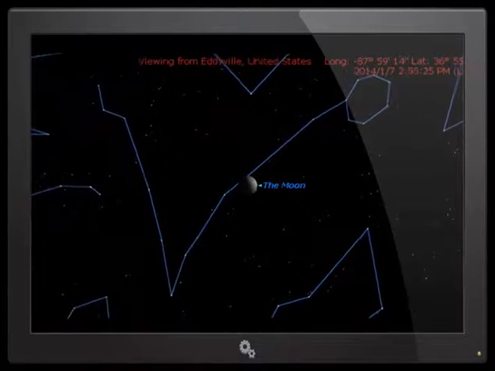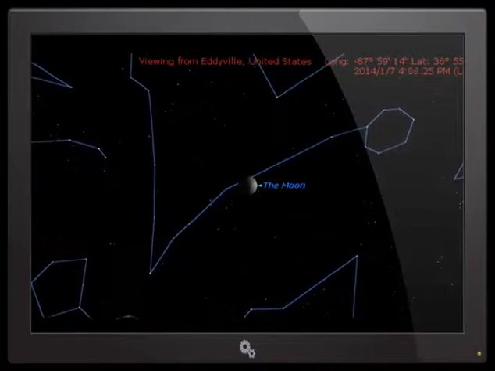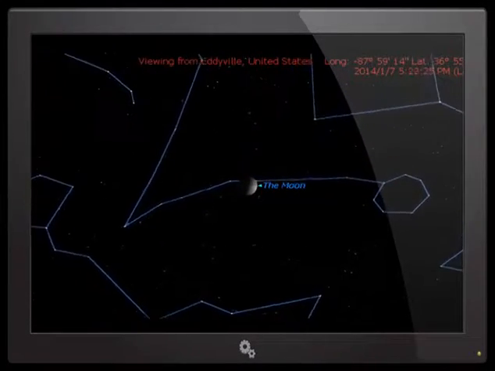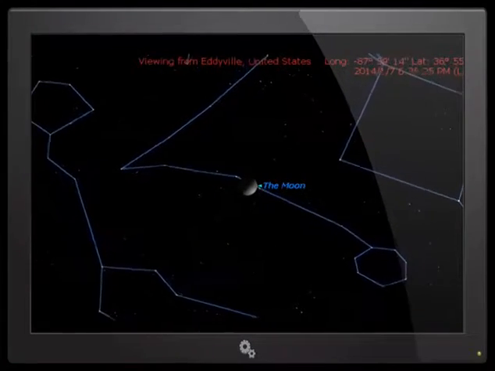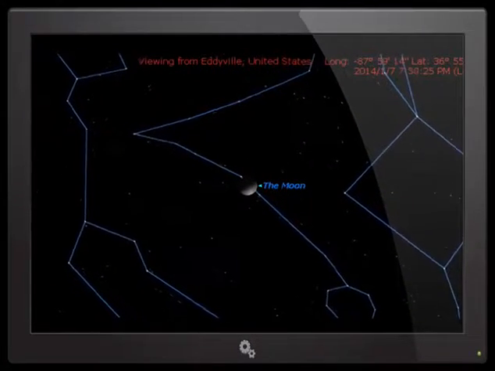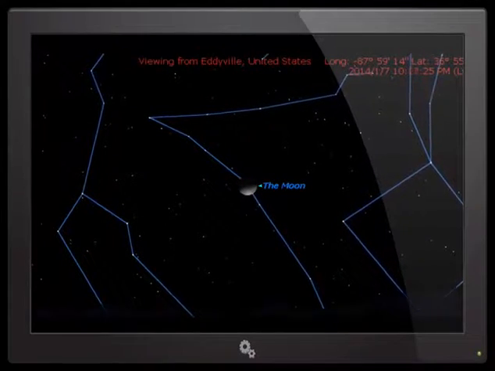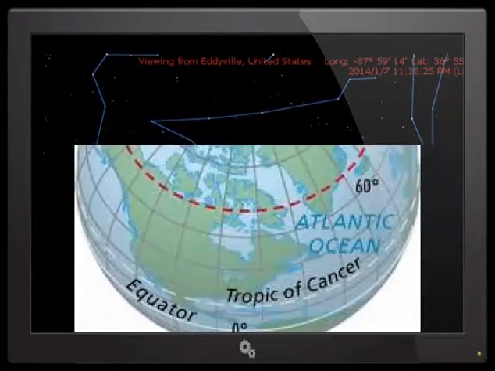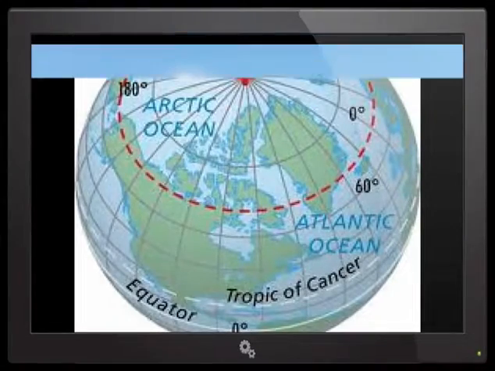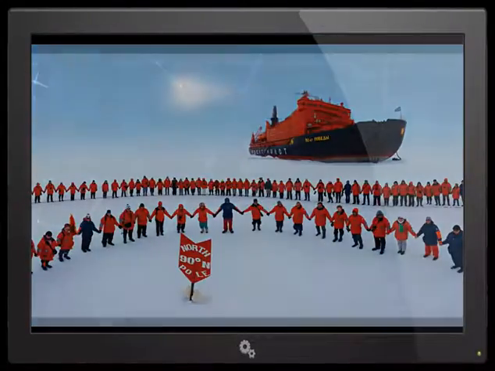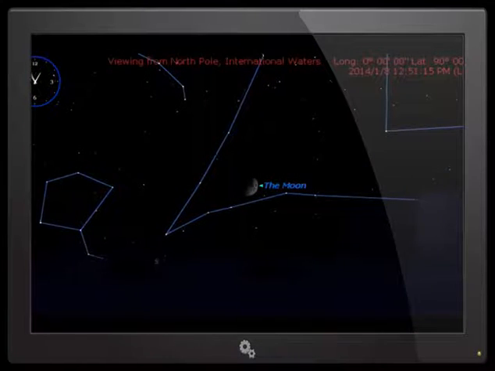Why is that? This is because we are looking at the moon from a point on Earth away from the North Pole and the South Pole. The further away you are from these 2 points, the more you will see the moon flip or rotate as the night wears on. Now, if you were to stand at the North Pole or the South Pole, we would not see the moon turning or flipping as the night progresses.